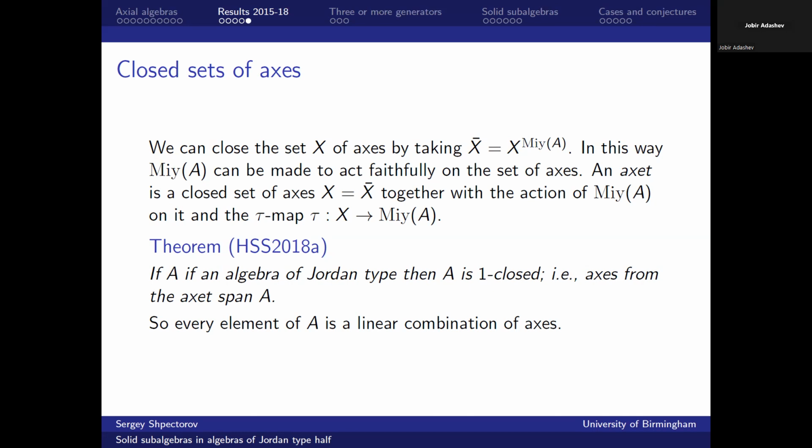So this is a nice set of generators, and in particular, what can be proven, and this was proven in a paper with John Hall and Yoav Segev in 2018, is that every algebra of Jordan type is 1-closed, that is, it is spanned by axes. You don't need even any products, just axes, as long as a set of axes is closed, then the set of axes already spans A.